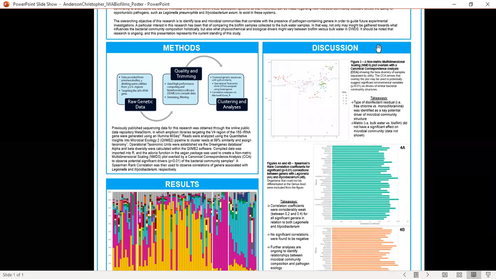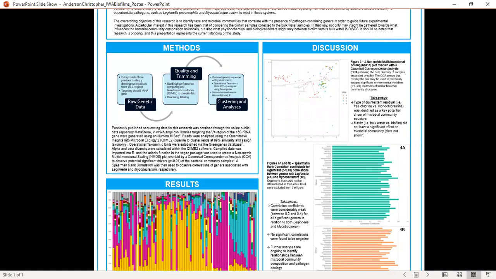And so to simplify a bit, we basically just took raw genetic data from these drinking water samples and then took that data into a high performance computing system to then do quality and trimming, which was then used to cluster these sequences together and assign taxonomy, and then furthermore do these analyses to see really what's going on within the drinking water distribution system.